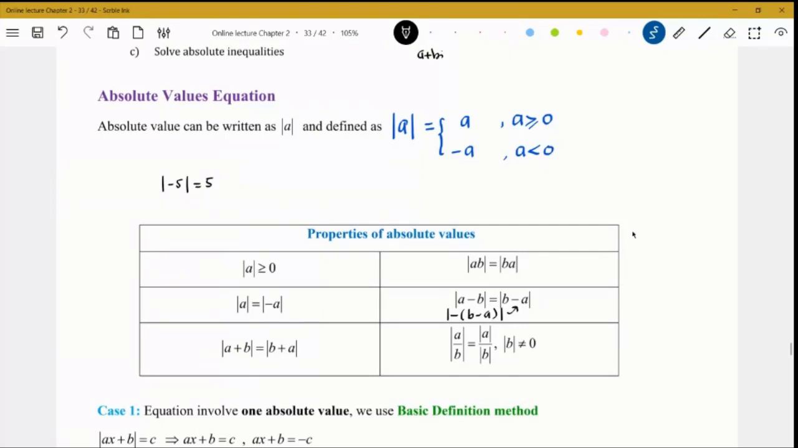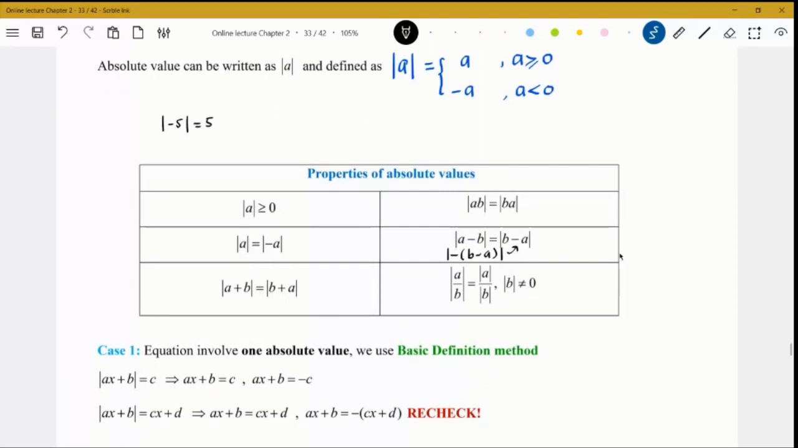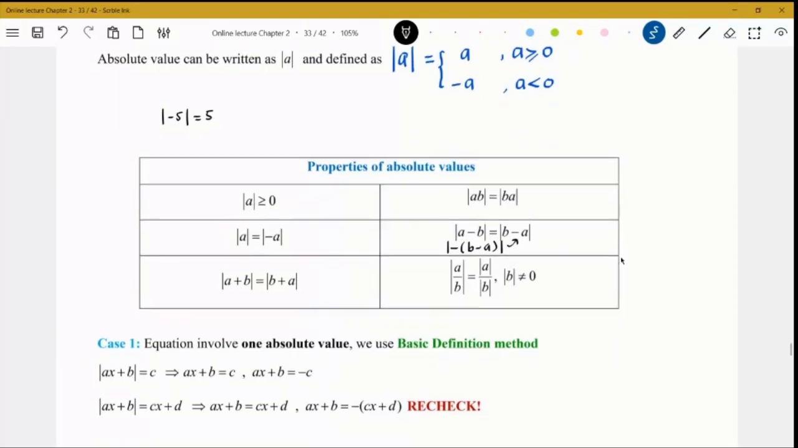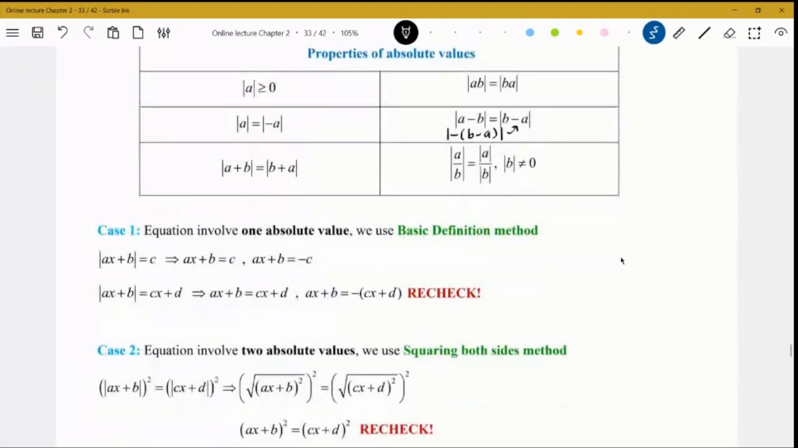Okay, for solving absolute values equation, we will encounter two cases. The first case, which is only one absolute value. The second case, which is two absolute values. So for your level, for your syllabus, up to two absolute values only. Okay, kita tak akan pergi kepada tiga, dia hanya sampai dua sahaja. Okay, so the first one, which involves one absolute value, either you have a constant or you can have the function.